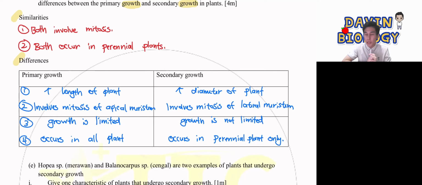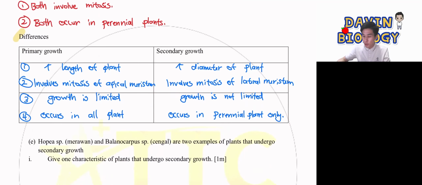Okay. So only perennial plants will have wood because only perennial plants can undergo secondary growth. So primary growth, every plant, herbaceous, perennial, herbaceous plant, woody plant, all will have primary growth. Understand? Next.